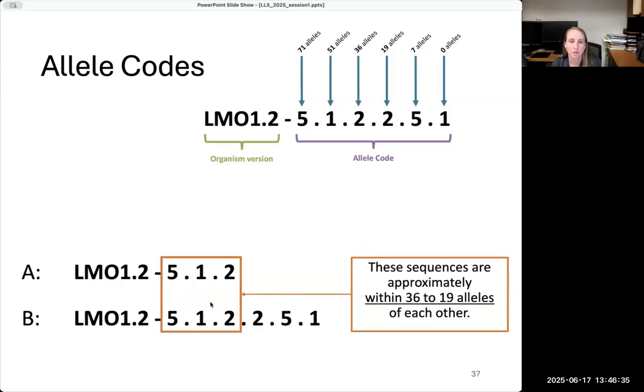And if we want to compare these two to each other, we see that they share the first 3 digits. So if we look back up here, that means they're definitely within 36 alleles of each other, but they're not close enough to be 19 alleles. So it's somewhere between 36 and 19 alleles to each other.